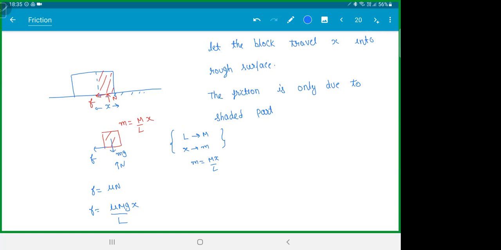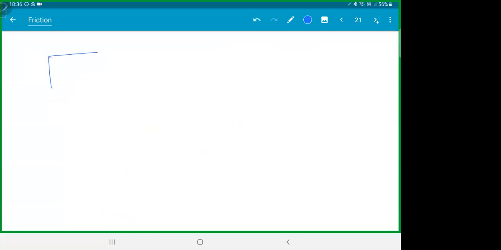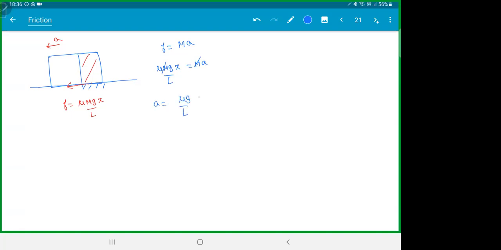How to do this thing? What else from here? You're done actually. So we got the friction here. So this part was the shaded part. We got friction as mu mg x by L, and this is your acceleration. Kinematics. F is equal to, now see, F is equal to total mass into acceleration. Are you getting it? Even though friction is acting only on the one part, the acceleration is for the full body. So mu mg x by L is equal to m a, m cancels. We get acceleration is equal to mu g by L into x.